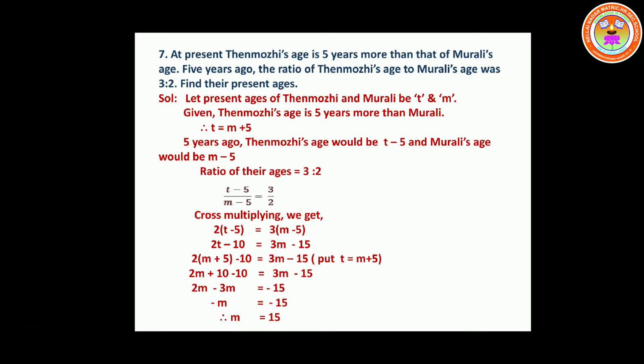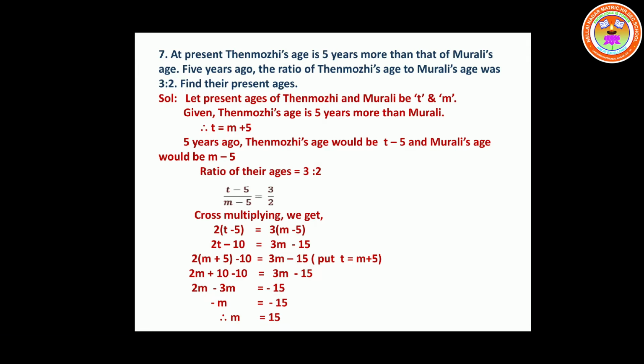So 2M minus 3M, that is equal to minus 15. 2 minus 3 is minus 1. So the balance you have is minus M, that is equal to minus 15. Multiplying throughout with minus, so minus into minus becomes plus. So both the sides LHS and RHS become positive, making M is equal to 15. So M denotes the present age of Murali. So I have found out Murali's age as 15.